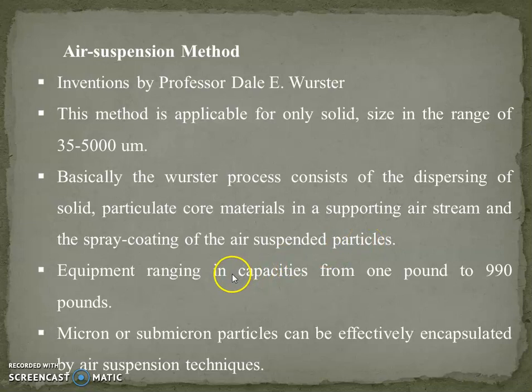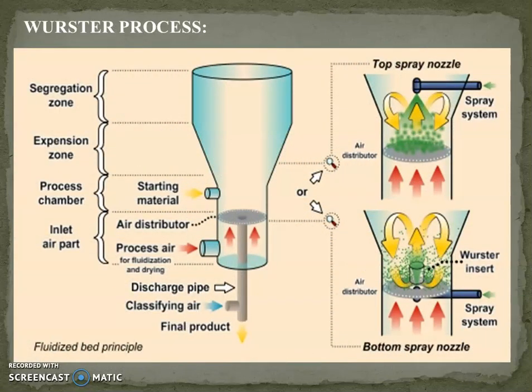These equipments have a capacity from 1 pound to 990 pounds. Micron size or submicron size particles can be effectively encapsulated by air suspension techniques. The equipment is divided into 4 parts: the air inlet part at the bottom side, then the process chamber, then the expression zone, and the segregation zone.